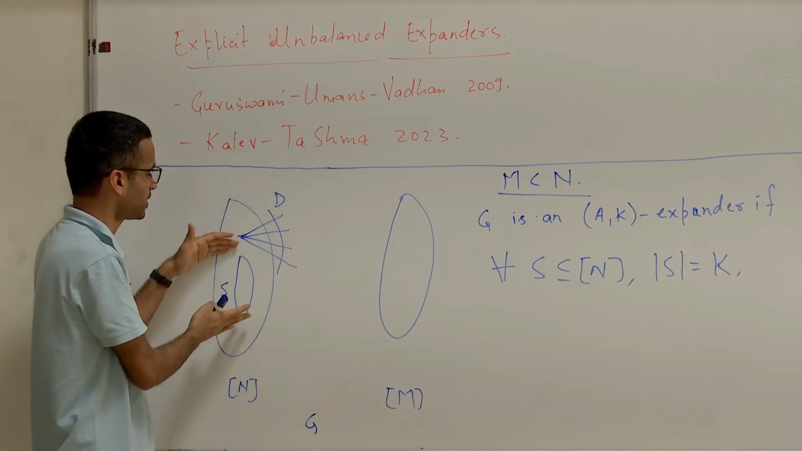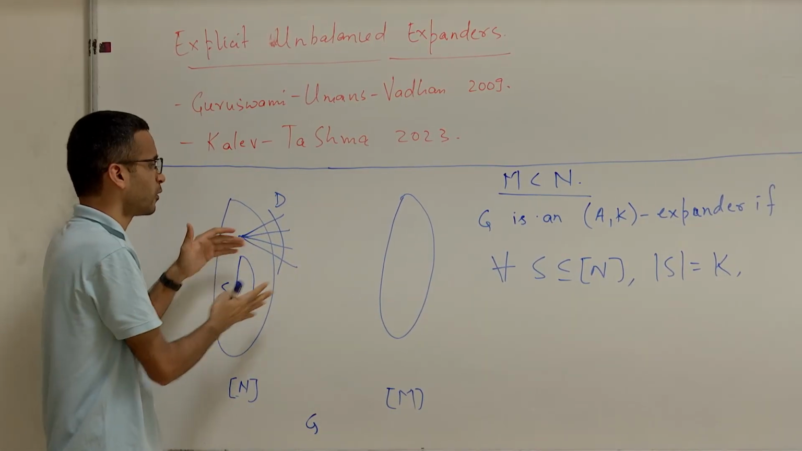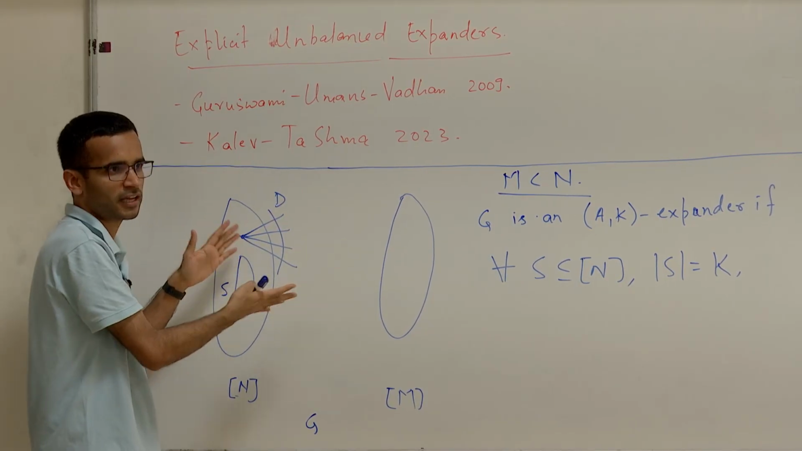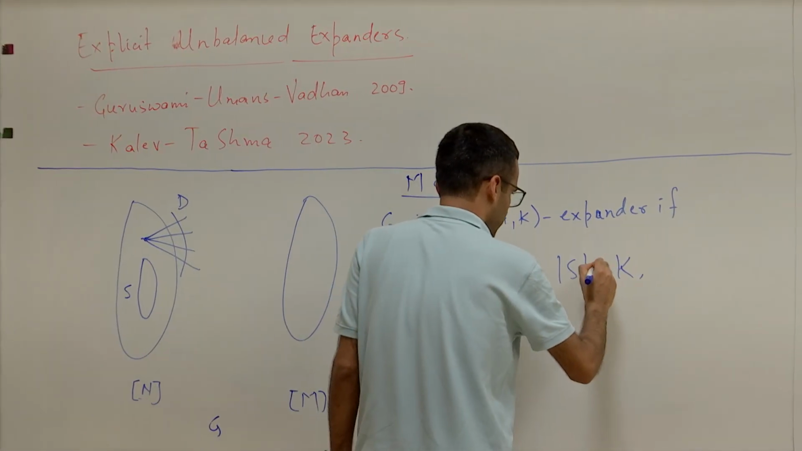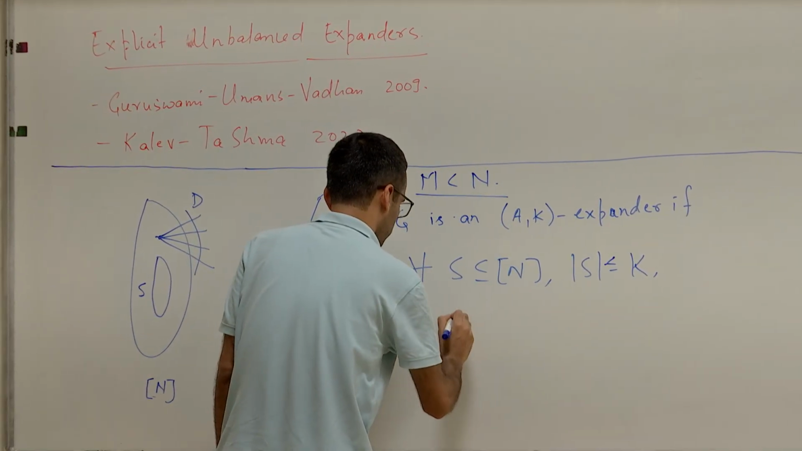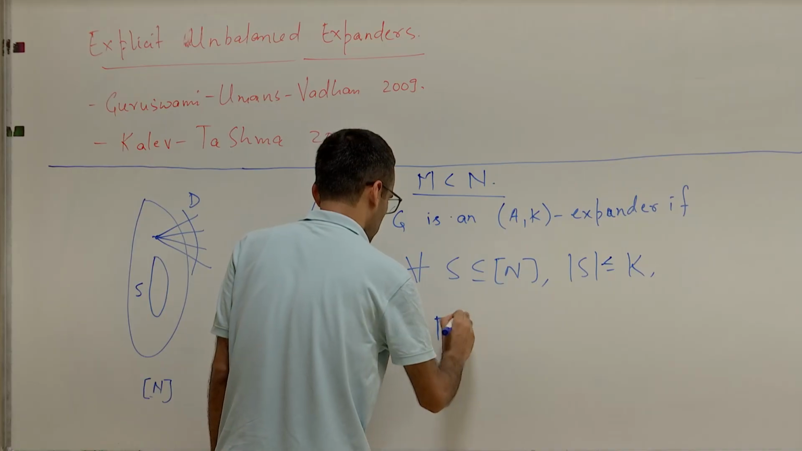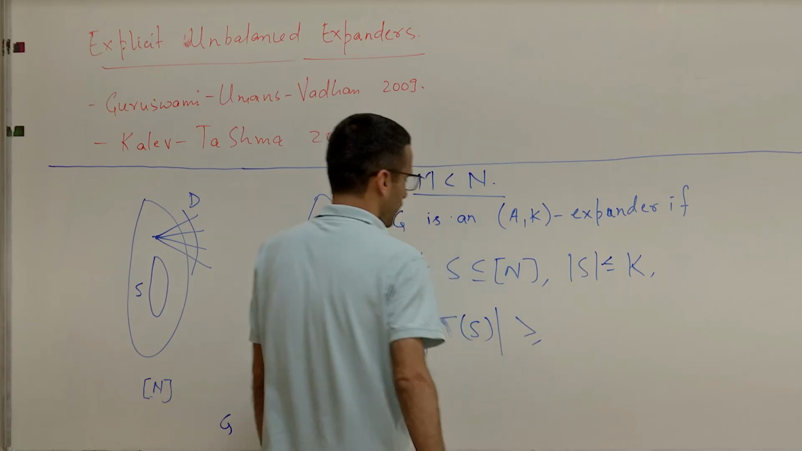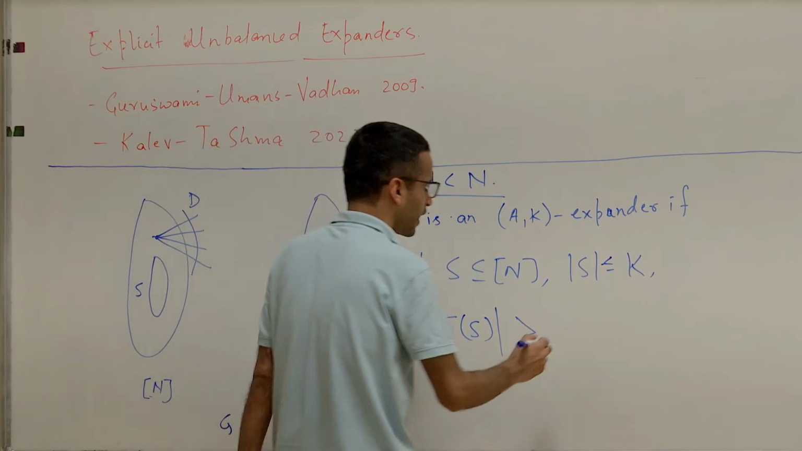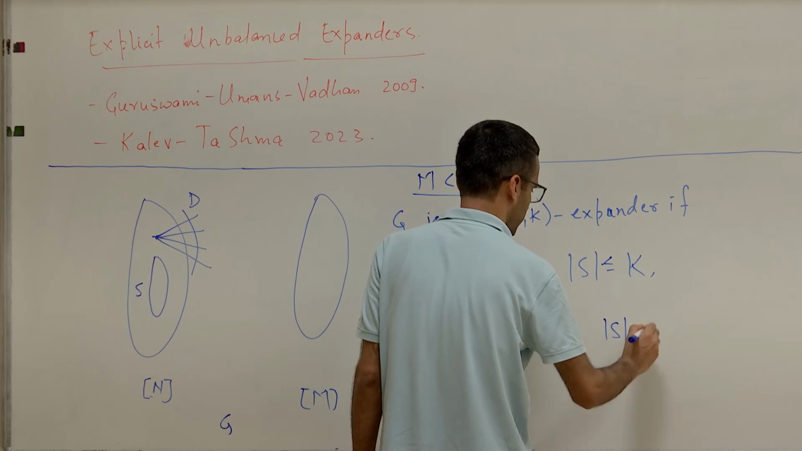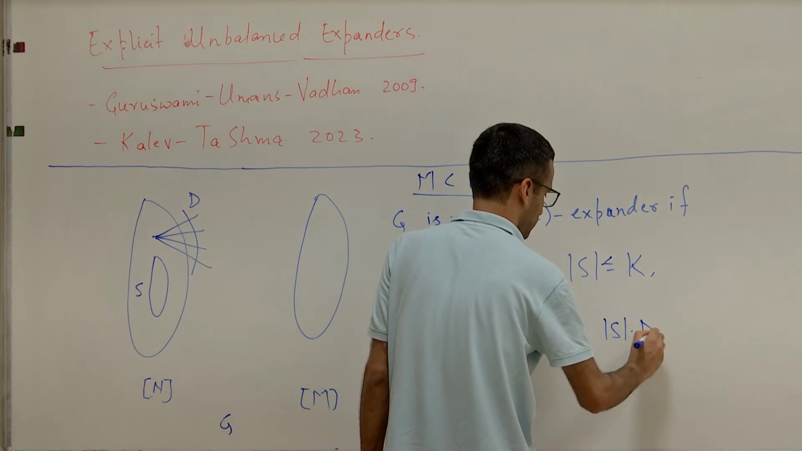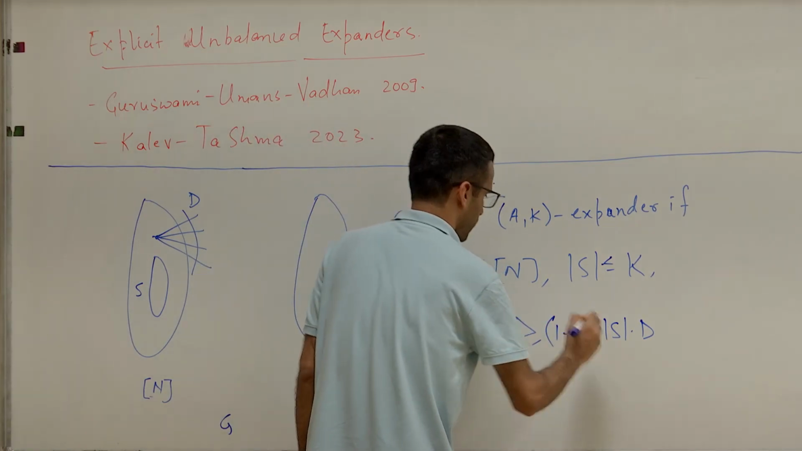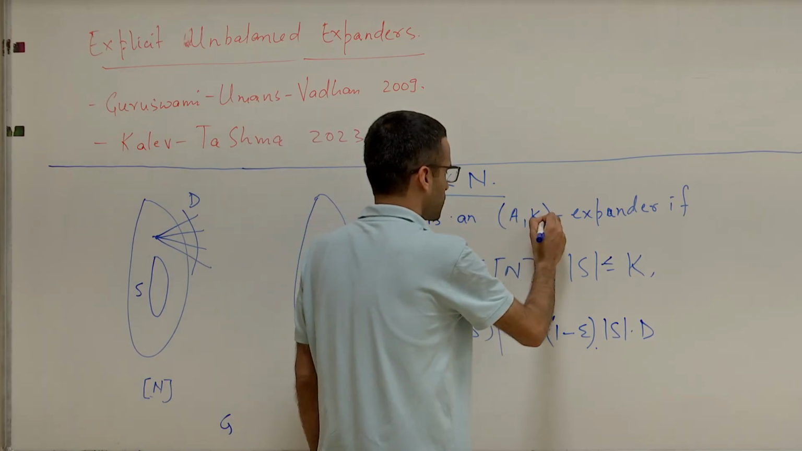How big can it be? If you have a set S of size k, the graph is d regular. How many neighbors can you see? You can see at most d times the size of S. The neighborhood of S, we'll use gamma for neighborhoods, gamma of S, is large. So how large? Well, the largest it can be is the size of S times d. But we'll live with something that looks like (1 minus epsilon) times d times the size of S.